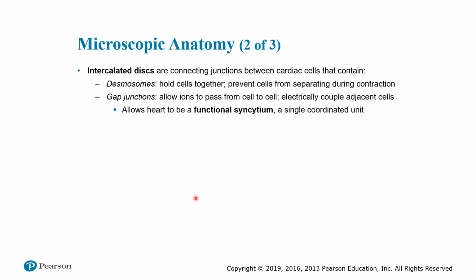Cardiac muscle cells have a special feature. They have intercalated discs. What are intercalated discs? They are connecting junctions between the cardiac cells, and they have desmosomes. Desmosomes hold cells together. They are a type of junction, and they prevent cells from separating during contraction. And then they have gap junctions. Gap junctions allow ions to pass from cell to cell, so the adjacent cells are electrically coupled. And because of this, the heart acts as a functional syncytium, and it contracts in a coordinated movement.